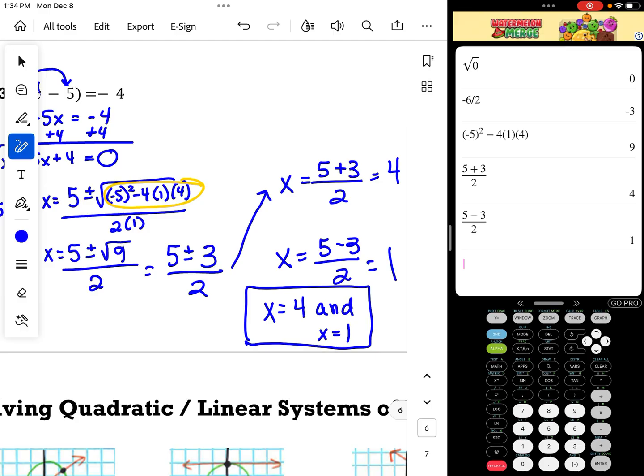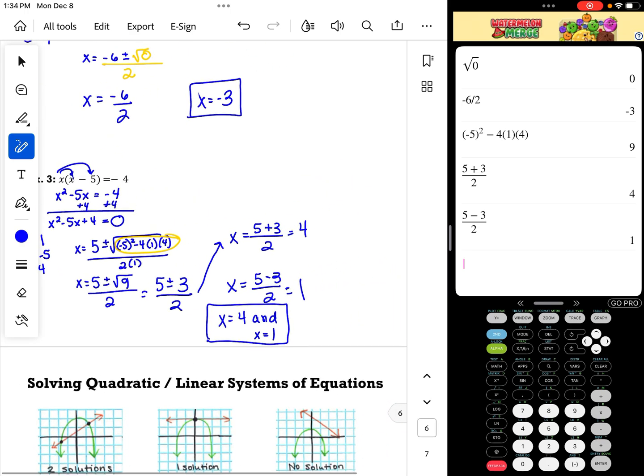This quadratic formula works every time. It's kind of ugly because it has lots of different parts to it. Has that square root. But it works every single time. No matter if it's whole number, imaginary, 1 solution, 2 solutions, doesn't matter.